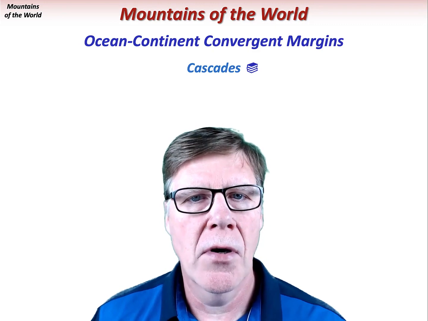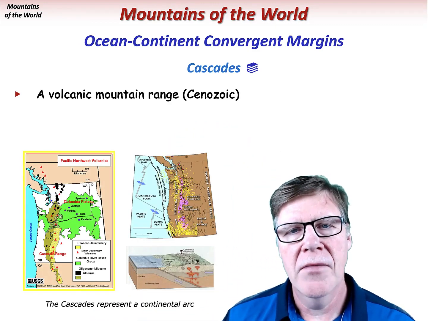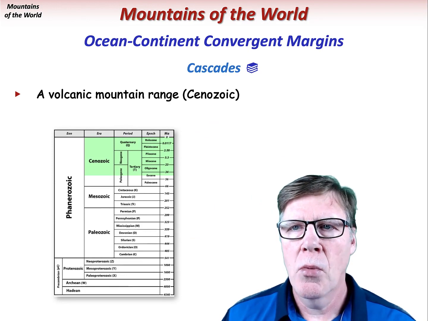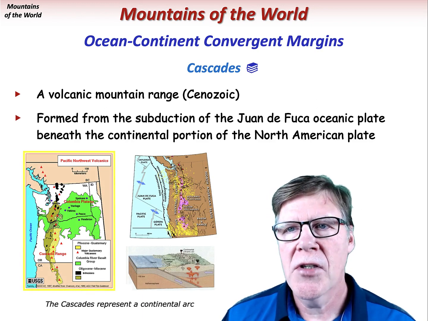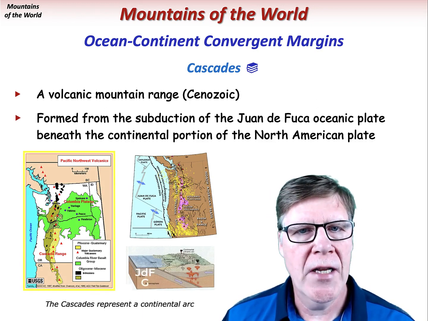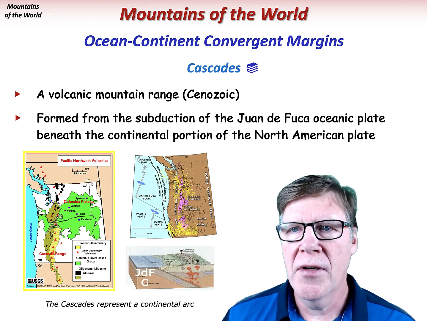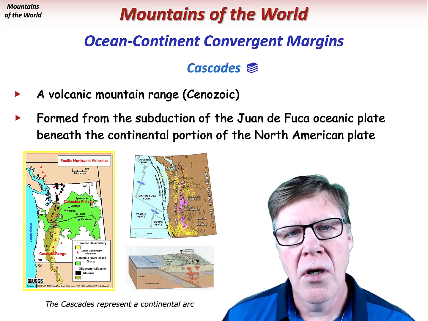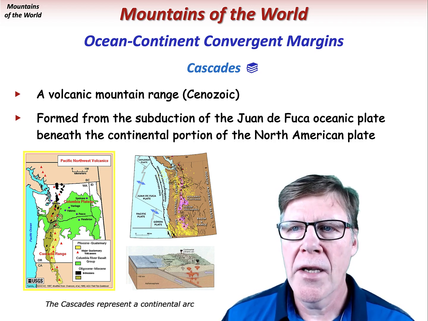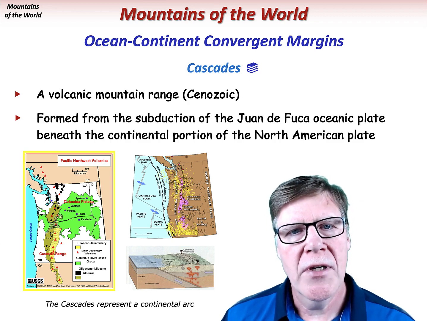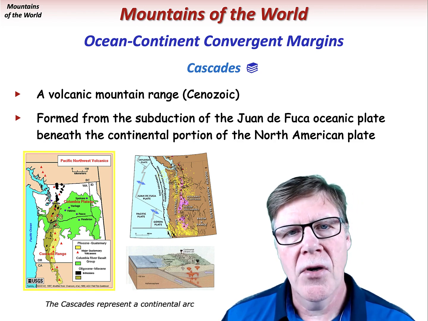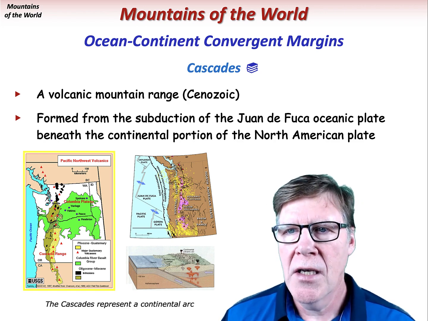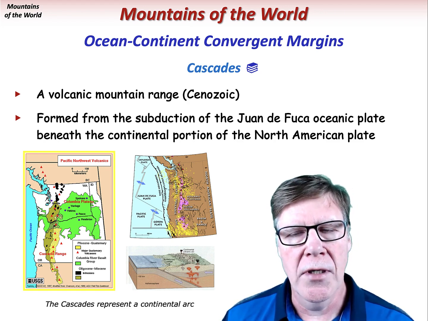The Cascade Mountains are a largely volcanic mountain range of Cenozoic age located in western North America. This continental volcanic arc formed from the subduction of the Juan de Fuca and Gorda oceanic plates beneath the continental portion of the North American plate. Numerous high-magnitude earthquakes occur all along the subduction zone. The volcanic arc extends from northern California northward into Oregon and Washington, and ultimately British Columbia. The Cascades are large enough to create a rain shadow effect across the eastern portions of Washington and Oregon.